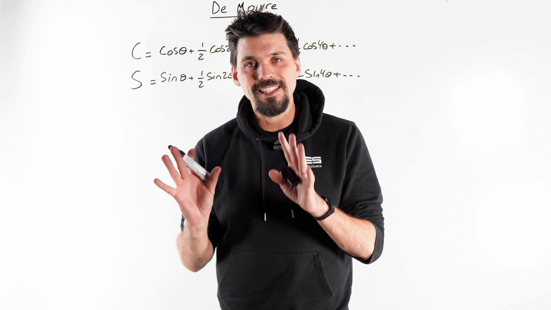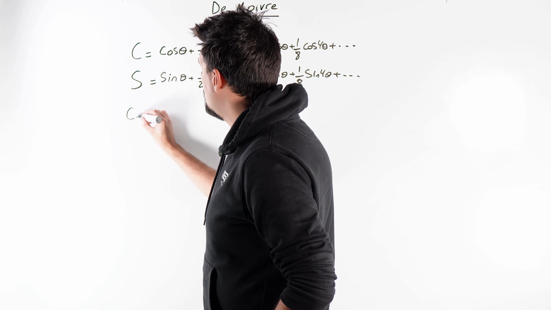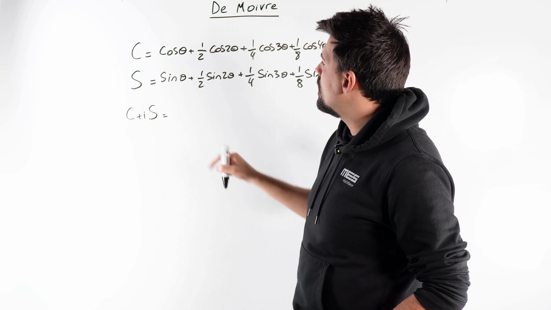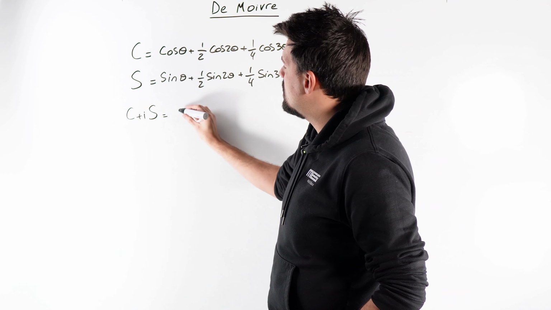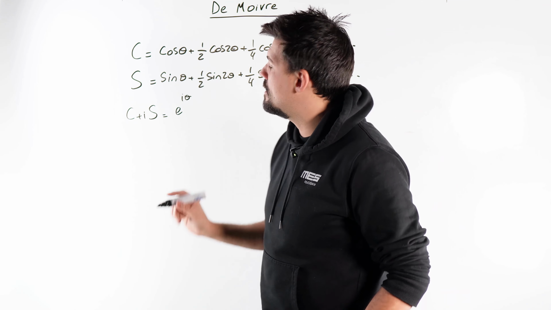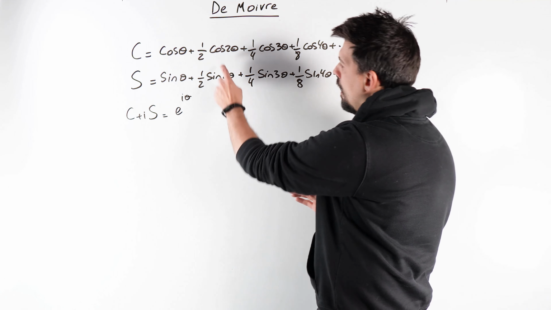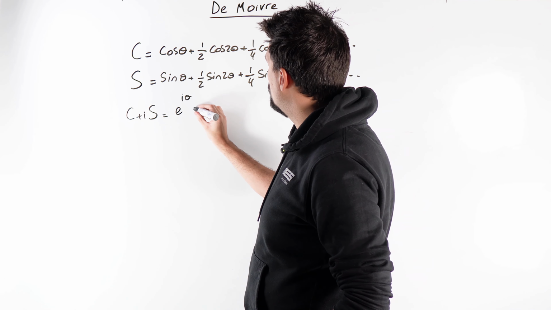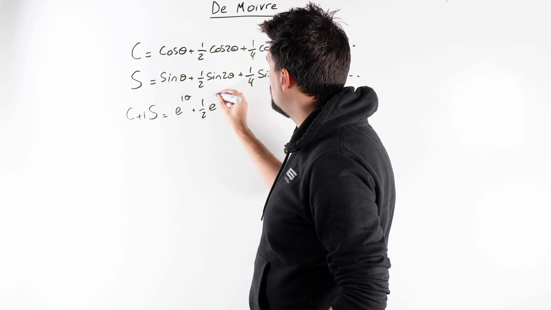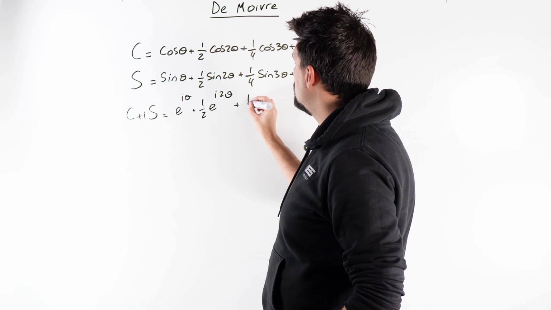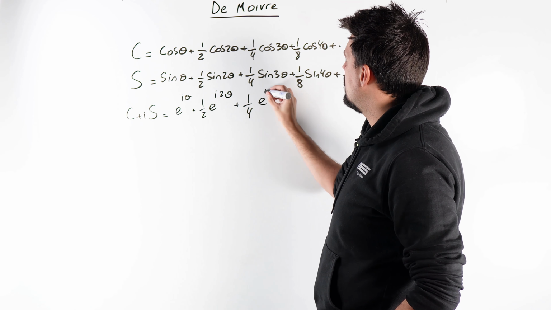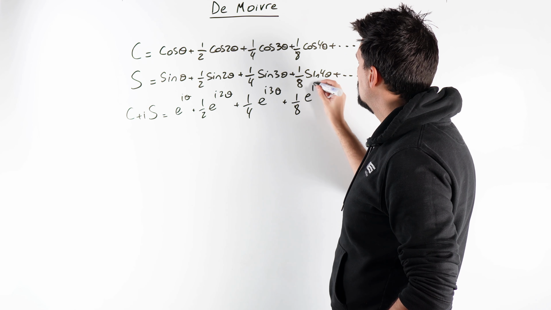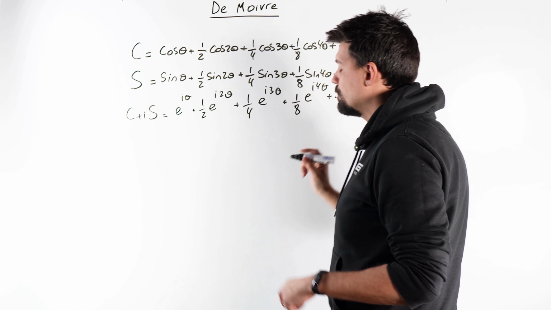Basically, these always boil down to the same idea, which is we're going to write c plus is. So we're going to do c plus is. Now, what we're going to notice is we get cos theta plus i sine theta. I'm going to write that as e to the i theta. I hope nobody minds. Half cos 2 theta plus a half i sine 2 theta. That will be plus 1/2 e to the i 2 theta. This will become 1/4 e to the i 3 theta plus 1/8 e to the i 4 theta.